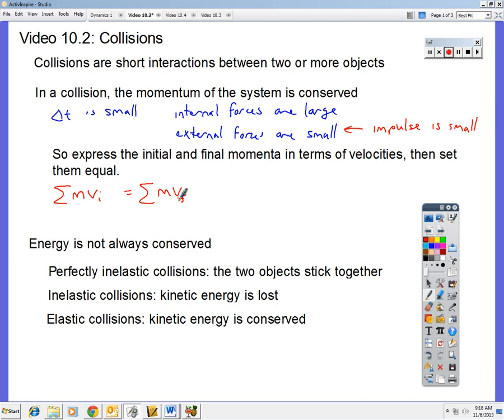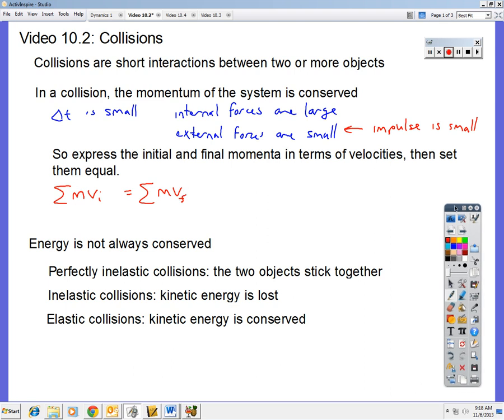Now, whenever you have a collision, momentum will always be conserved, but energy will not always be conserved. So for instance, there are some definitions here. A perfectly inelastic collision is when two objects stick together. And when this is the case, the final velocities are equal. It's called perfectly inelastic because we find that it loses more energy that way than in any other possible collision.